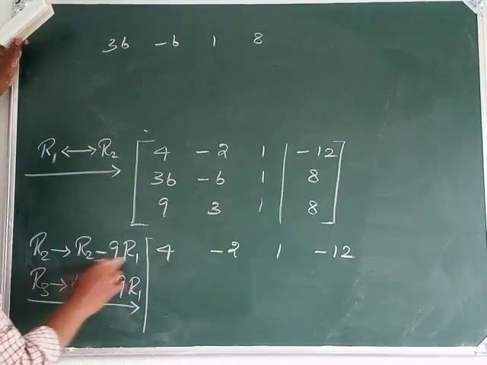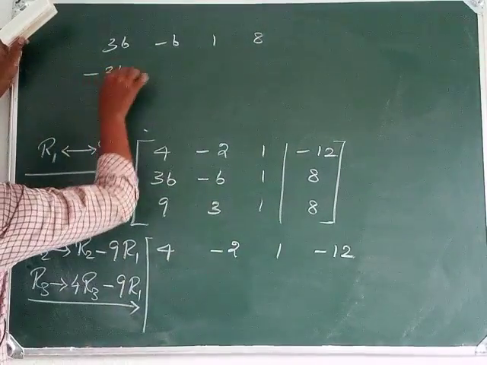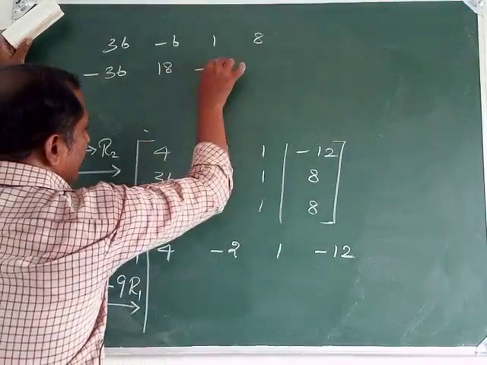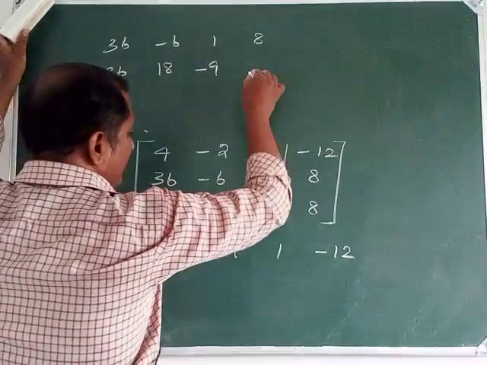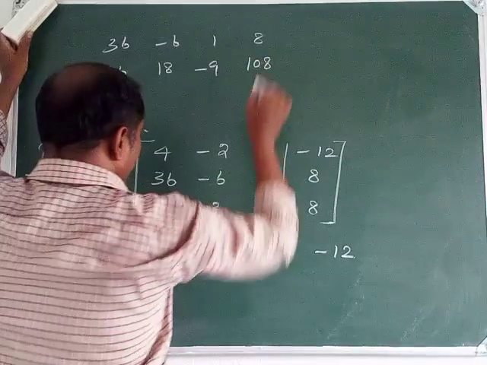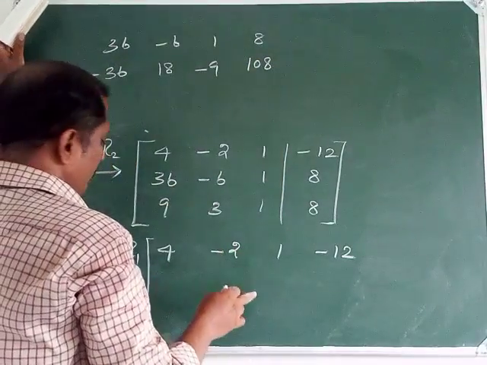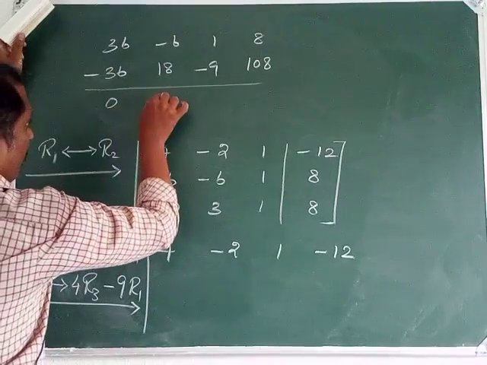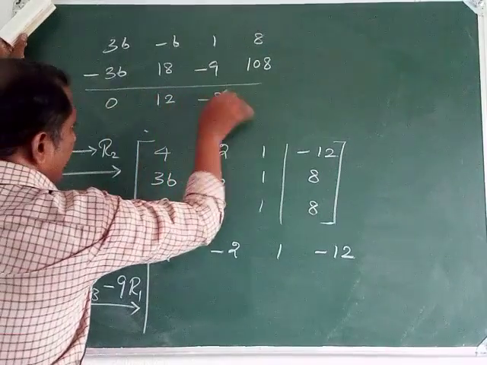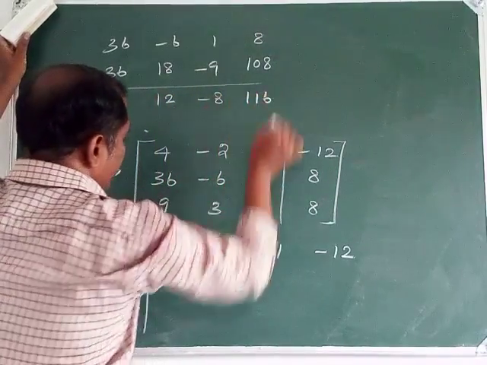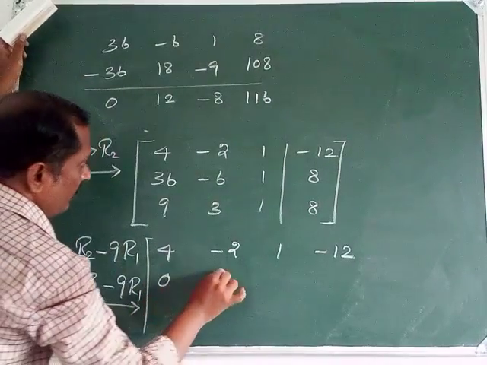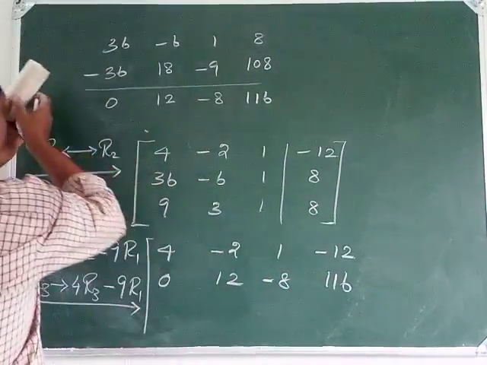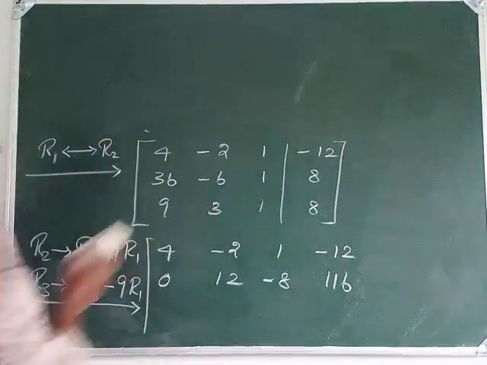The first row can be multiplied by minus 9, so minus 36 plus 18 minus 9 plus 108. So the answers are 0, 12, minus 8, 116. So 0, 12, minus 8, 116. Second row over, and then after the third row.